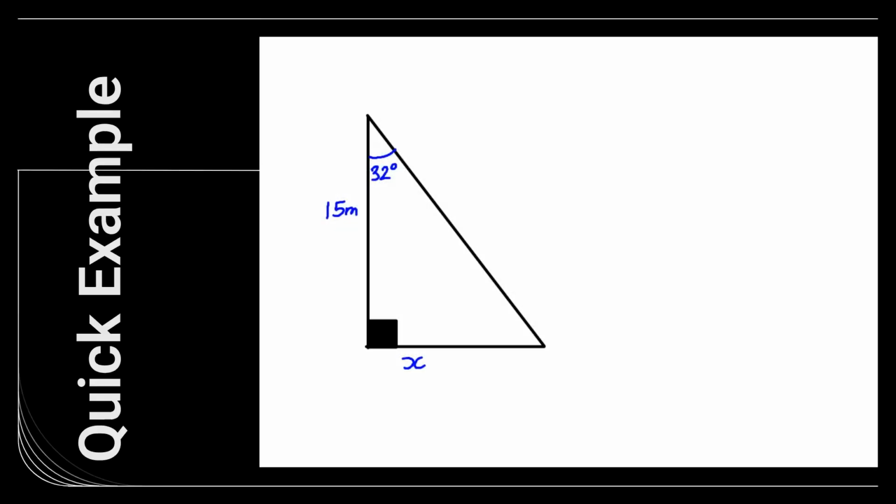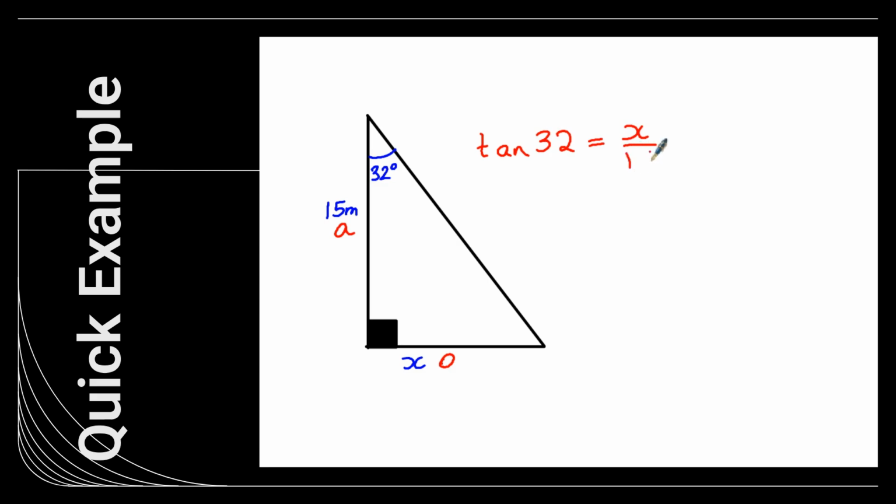Let's solve this problem. First, we identify the relationship. We have the opposite side x and the adjacent side 15 meters, which means we use TOA, tangent. Tan of theta equals opposite divided by adjacent. Set up the equation. Tangent of 32 degrees equals x over 15. Solve for x. x equals 15 times tan of 32 degrees. Calculate and round. x is about 9.373 meters. Final answer. x approximately equals 9.4 meters to the first decimal place.